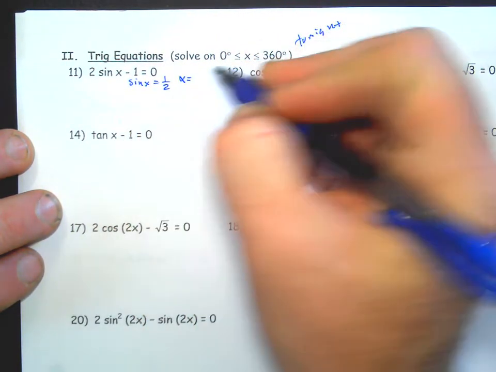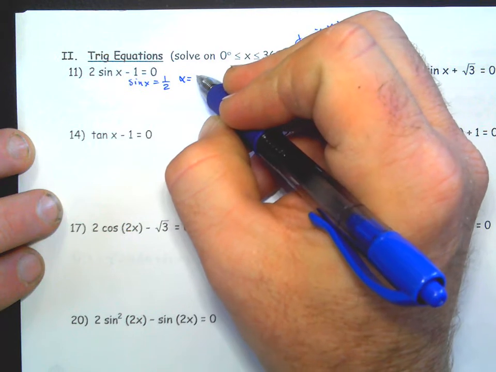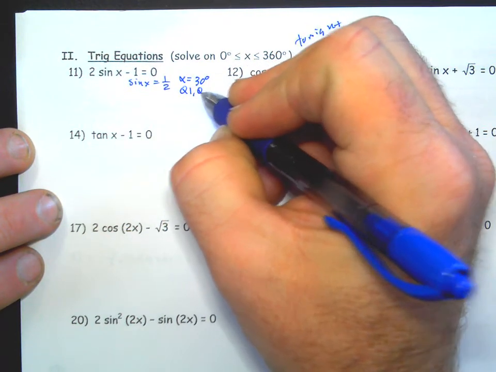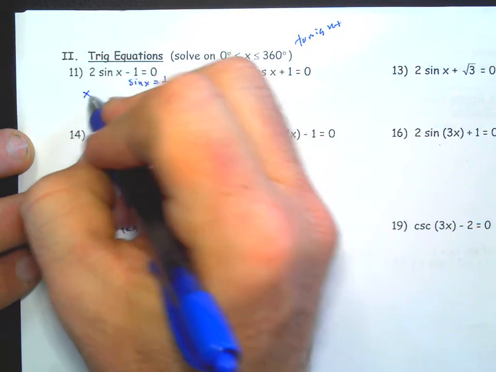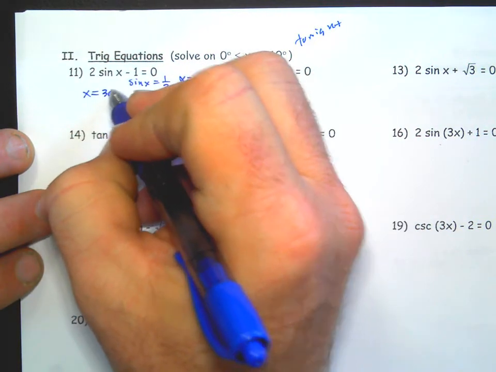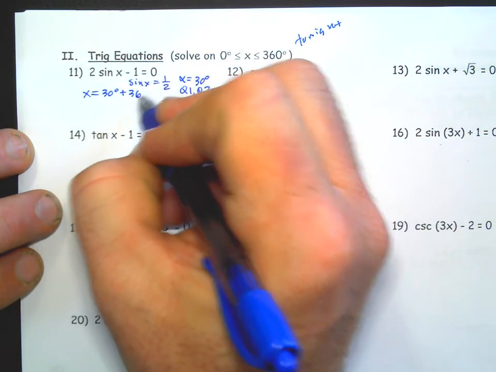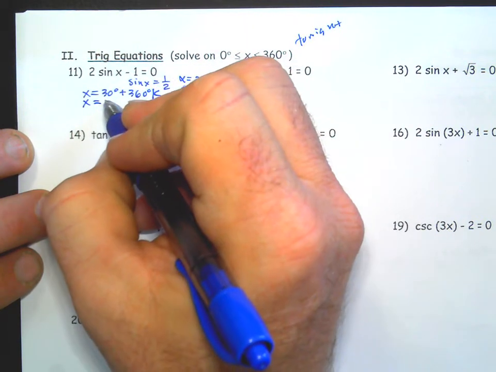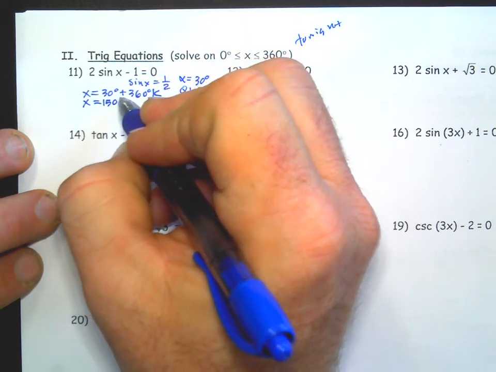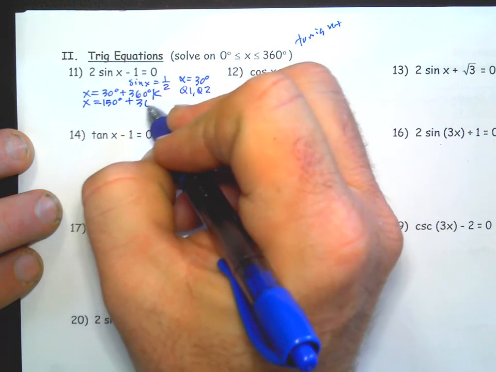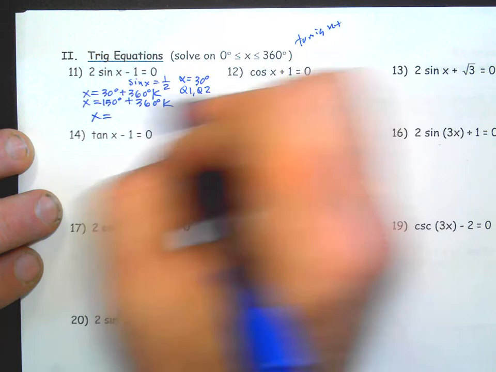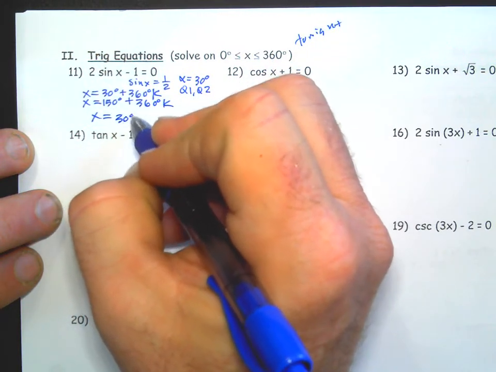Reference angle is, when does sine equal 1/2? That's that first angle, 30 degrees. What quadrants is it positive? Quadrant 1 and quadrant 2. So then x equals, quadrant 1 would be 30 degrees plus 360k. And quadrant 2 is going to be 180 minus alpha, so 150 degrees plus 360k. I do this every single time. Now we just want the answers from 0 to 360, so it's going to be 30 and 150.